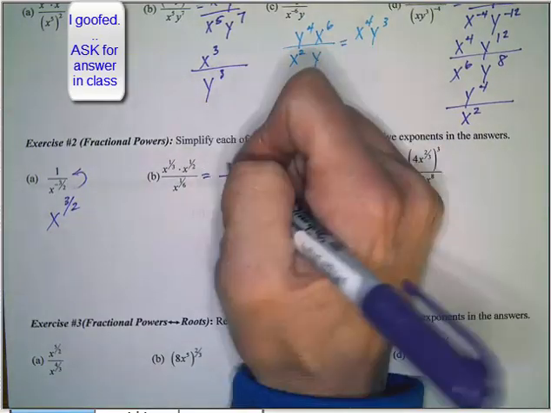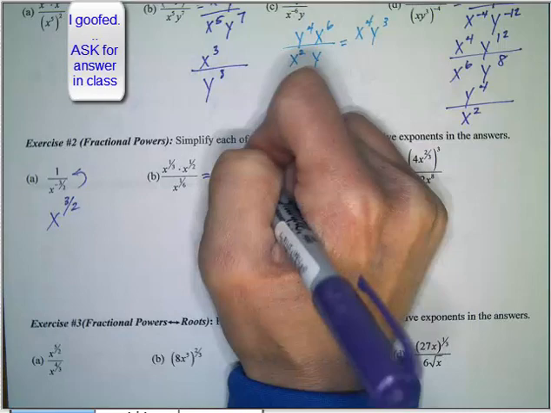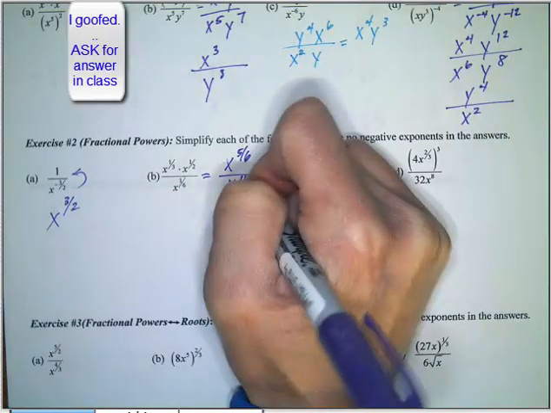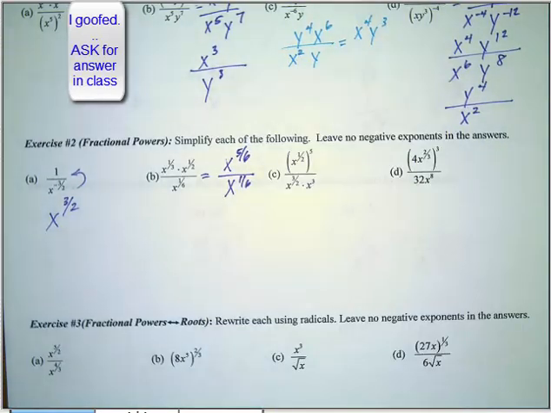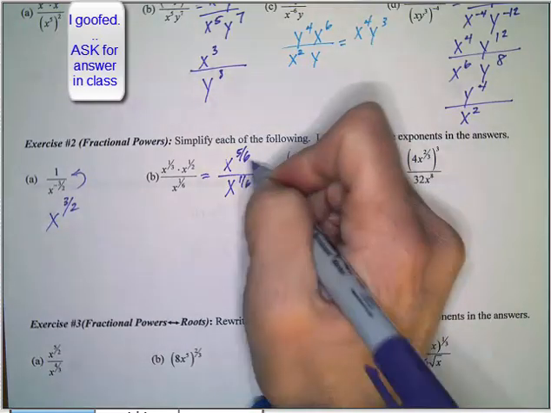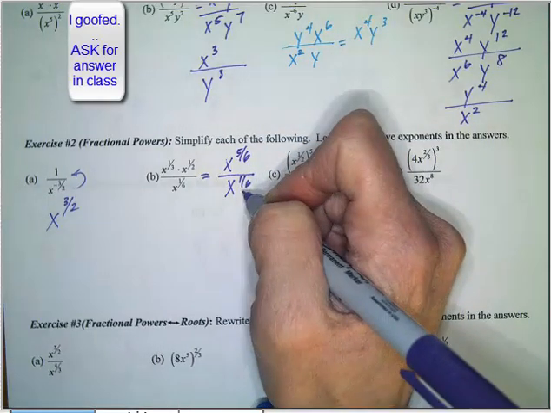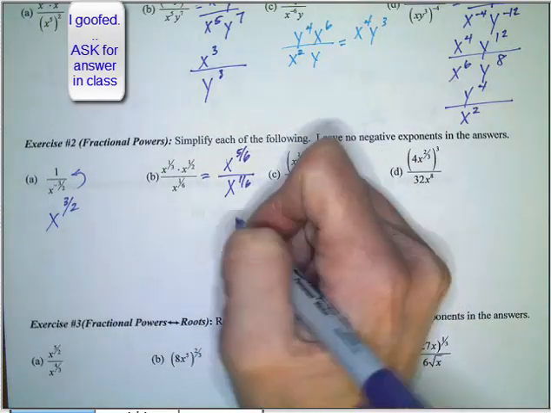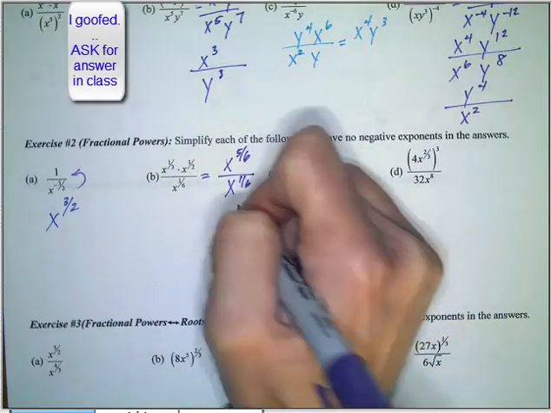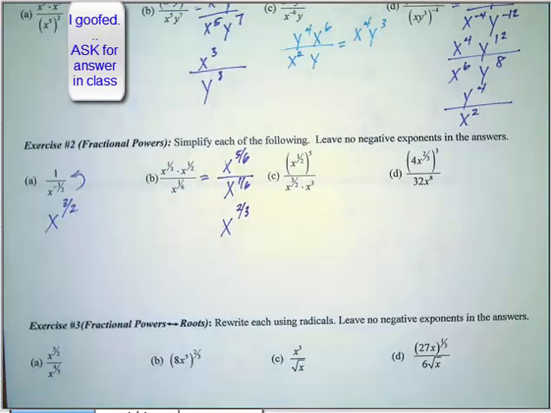So we have x to the 5/6 over x to the 1/6. When I divide, I subtract. So again, if you can't do that in your head, then do it on the calculator. 5/6 minus 1/6 is 4/6, which simplifies to 2/3. So this is x to the 2/3 because 5/6 is bigger than 1/6, so there's more on top. These are hard, so make sure you practice these.